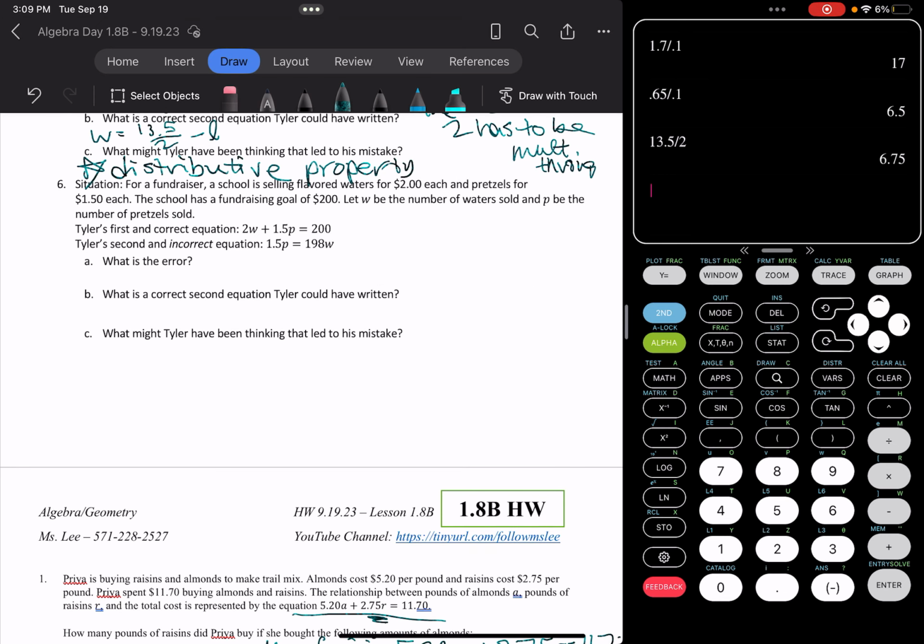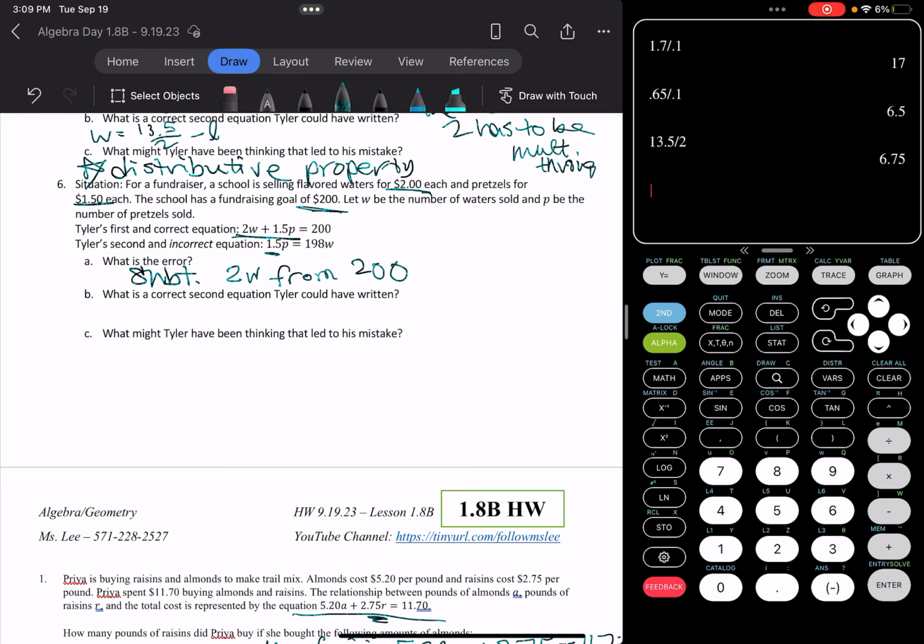All right, number 6. For a fundraiser, a school is selling flavored waters for $2 each and pretzels for $1.50 each. The school has a goal of $200. Tyler made the first equation correctly: 2W, 2 times the number of waters, plus 1.50 times the number of pretzels equals $200. Then his second equation is here. So the error is he subtracted 2 from 200. He subtracted 2W from 200.